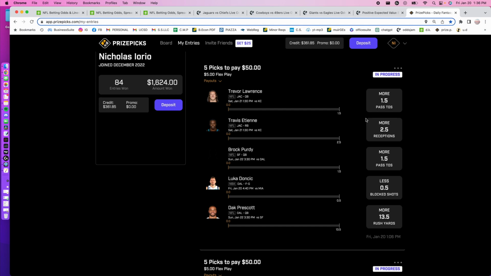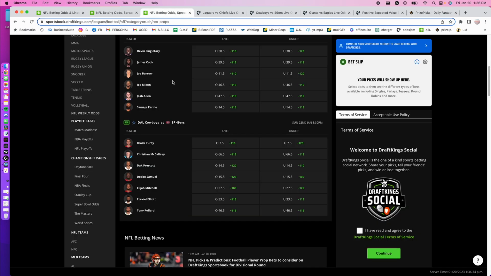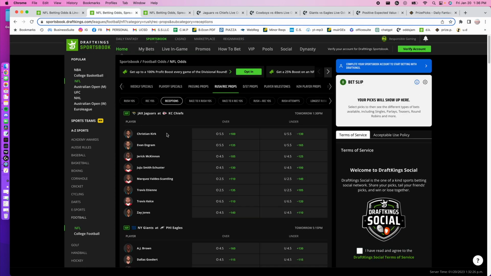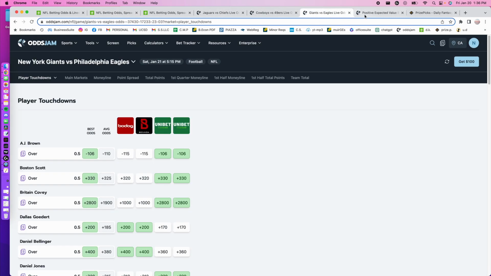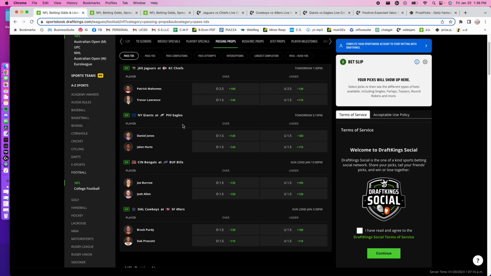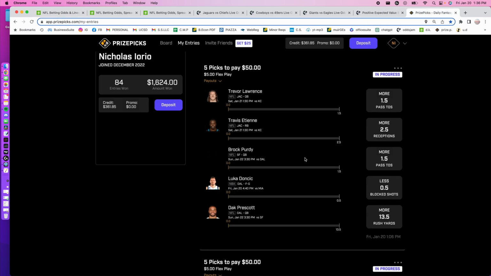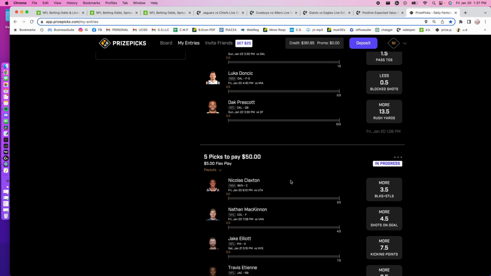Travis Etienne, 2.5 receptions, is not on the positive EV tool, but if you go to the DraftKings thing here and you look at the Etienne, negative 135. So 135 is like -118 no vig, which is still lower. But if I pulled it up, heck, where am I at? I don't know, I didn't pull it up, but if you go to OddsJam, some books have it a little bit higher. It's barely positive EV, but I'm trying to get you guys some more exposure to barely positive EV so that you have more picks. So that's one of the picks there.